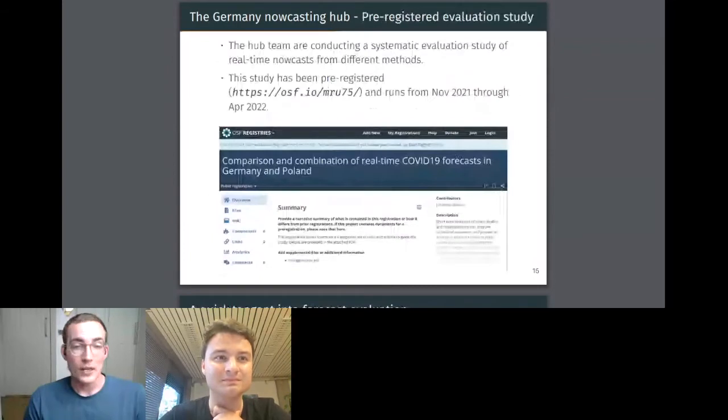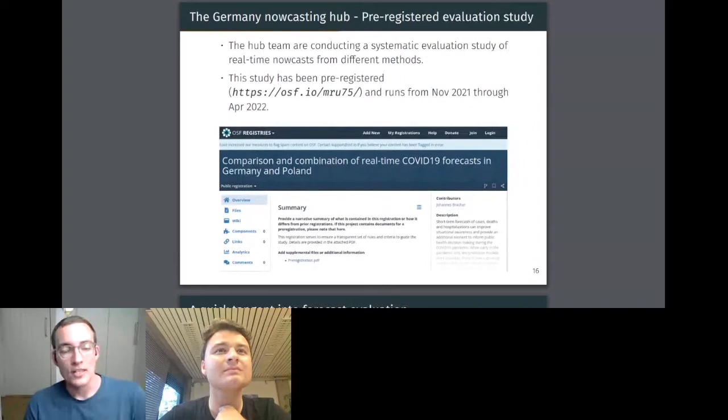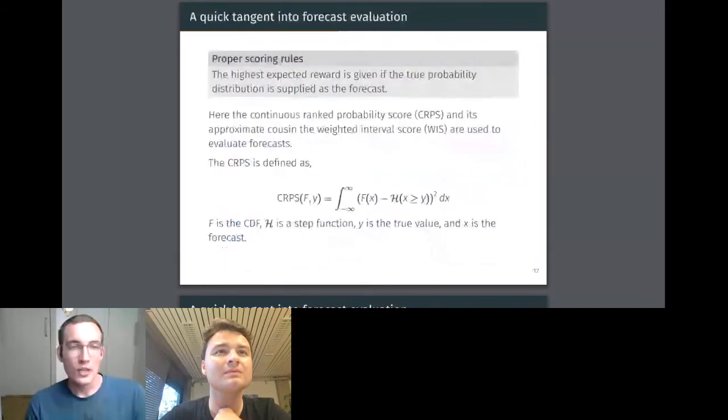We need evaluation. So Johannes and the rest of the team are running a pre-registered study, so they're currently writing it up. So there's a formal evaluation, but we can also do some kind of real-time evaluation, and I'm going to present some results from that here.